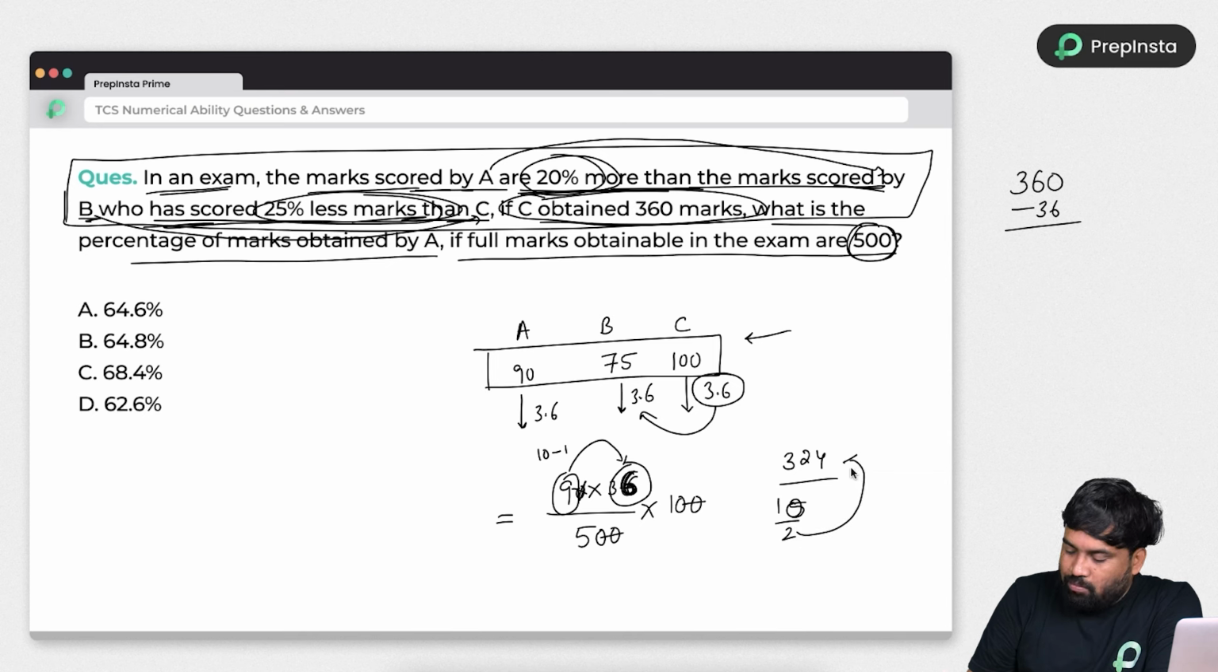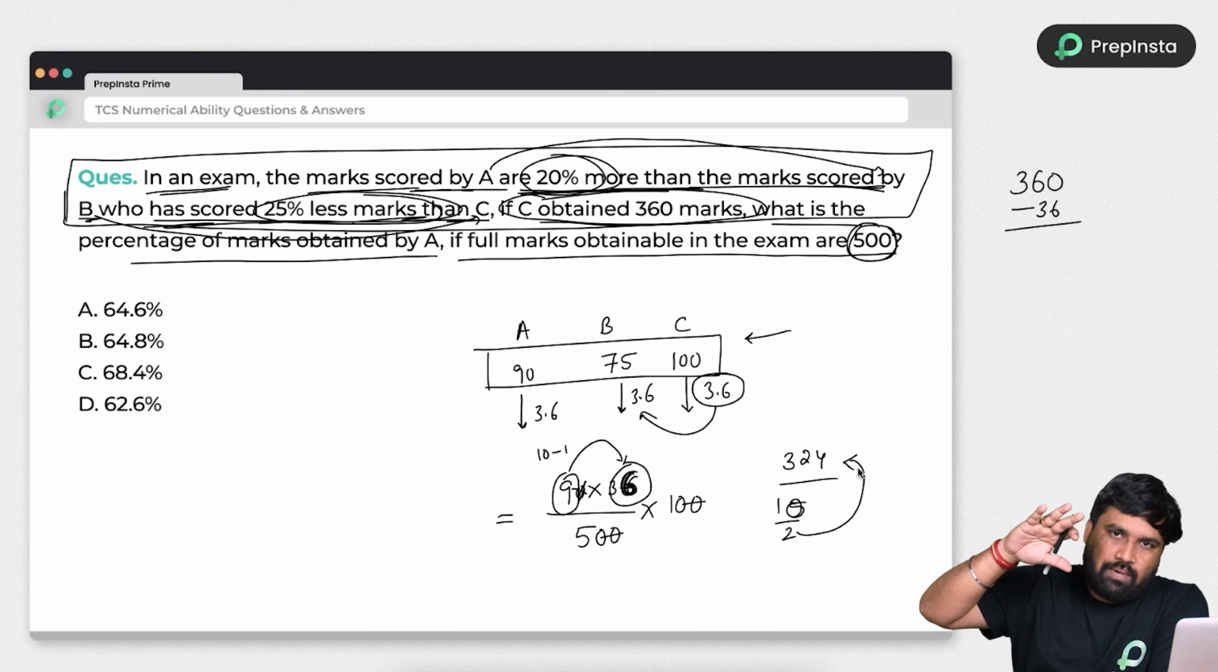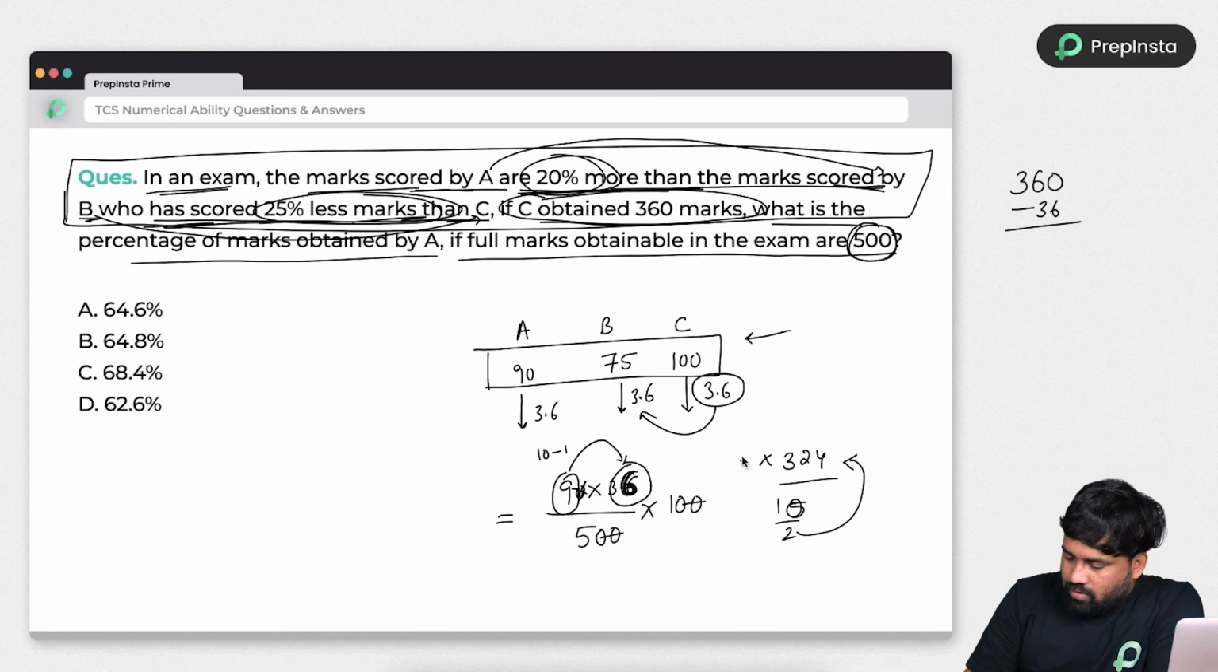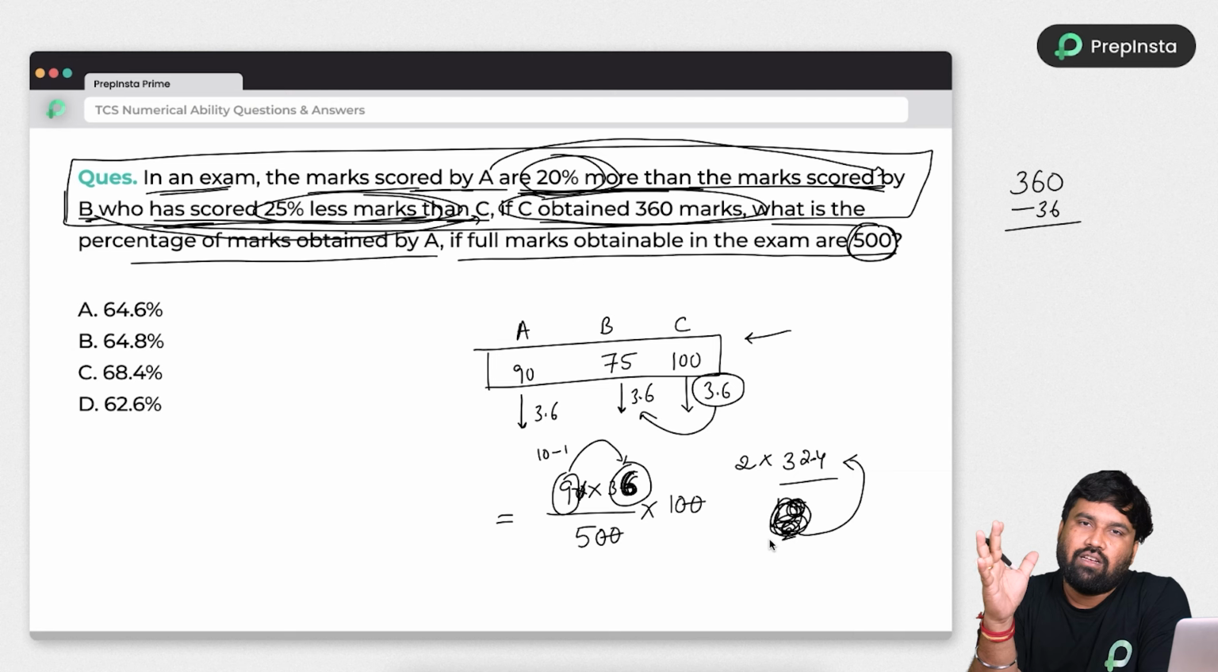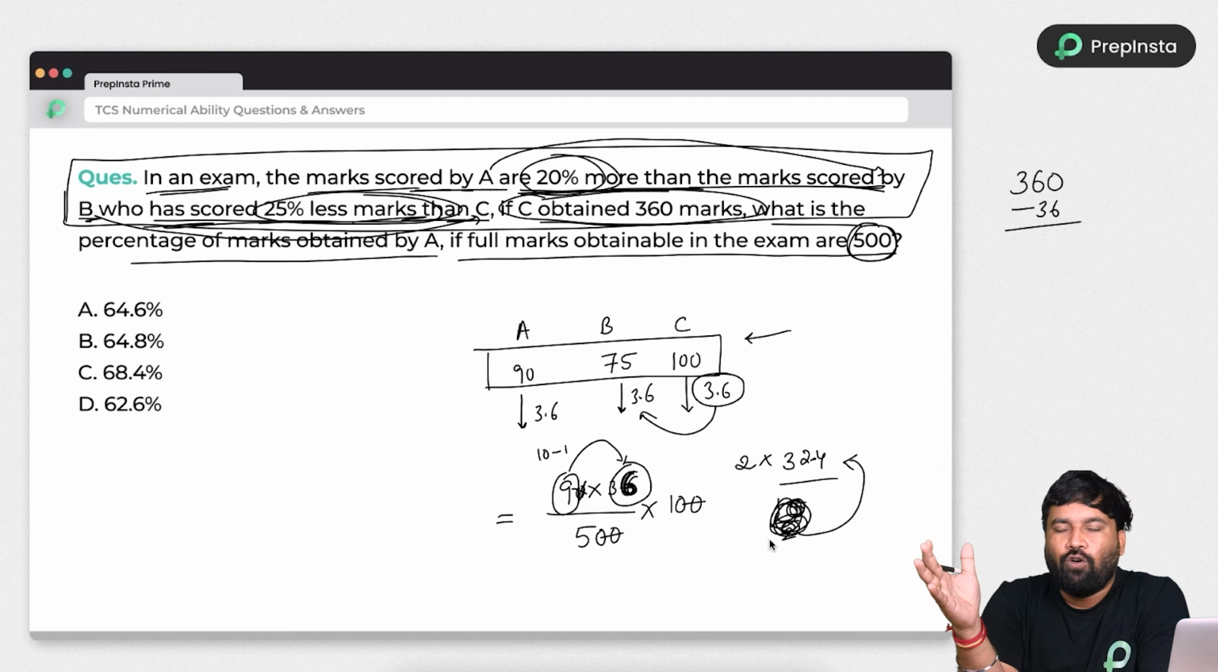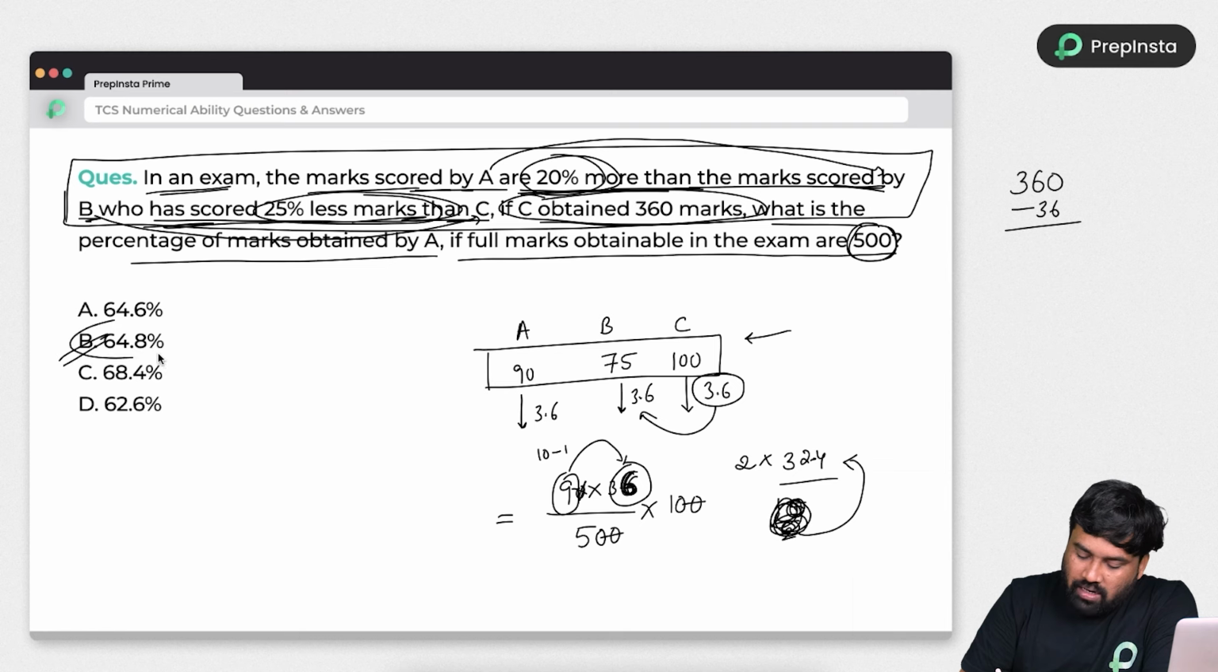So, 2 will be reciprocal. It will go to the numerator part. So, into 2. And divide by 10 means 1 decimal value, right? So, multiplying with 2 is damn easy. 32.4 into 2 is nothing but 64.8. So, answer B is correct.